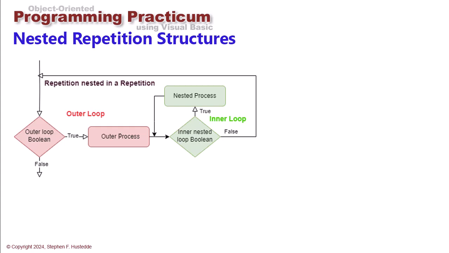In this example in the flowchart, we have an outer loop, which is our first loop, and we have some process we do if it's true. And within that process, we may have another loop where we're checking another Boolean expression, and if that's true, we're going to do a nested process. And we'll repeat that nested process as long as that Boolean expression is true. Once it's false, we exit that inner loop and come back to the outer loop and check to see if that is still true. And if that's true, we repeat that process until finally both of those are false.